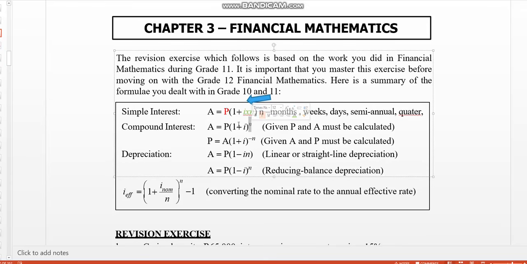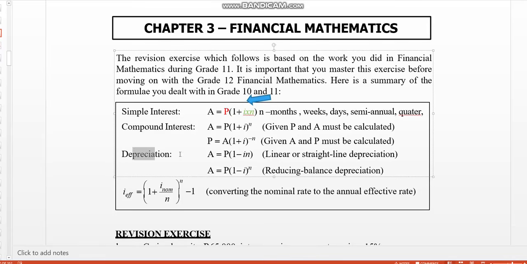So here, guys, to note, your n is raised to the power. For the simple interest, n is being multiplied. For the compound interest, n is being raised to a power. So it's very important for you to note that. And then, same formula, we have the simple interest, we have the compound interest.